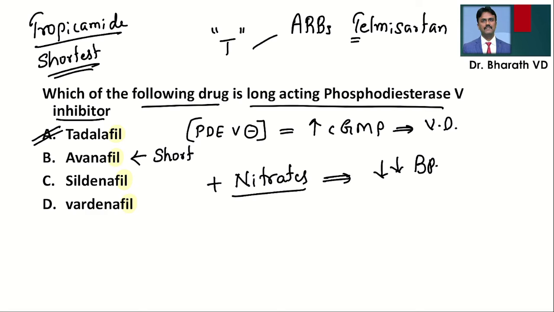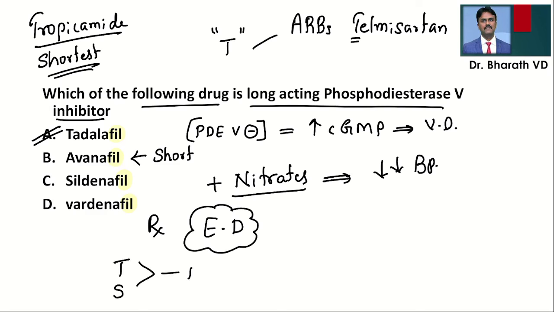So what is the use of all these phosphodiesterase inhibitors? They are used to manage ED. ED stands for erectile dysfunction. All these are used to manage erectile dysfunction. But the drugs tadalafil and sildenafil are also approved to manage one more condition, that is pulmonary hypertension. So these are the points we covered from this MCQ. So the answer is A, tadalafil.